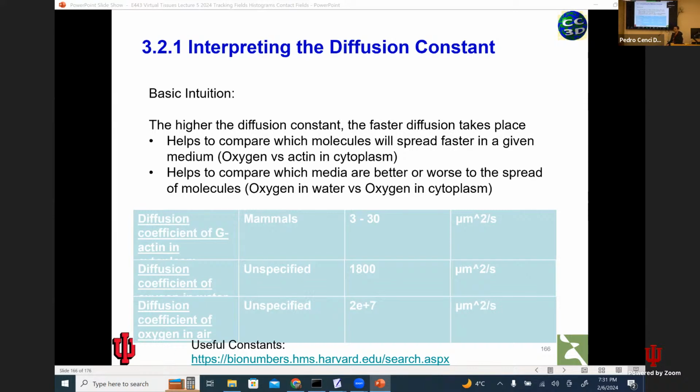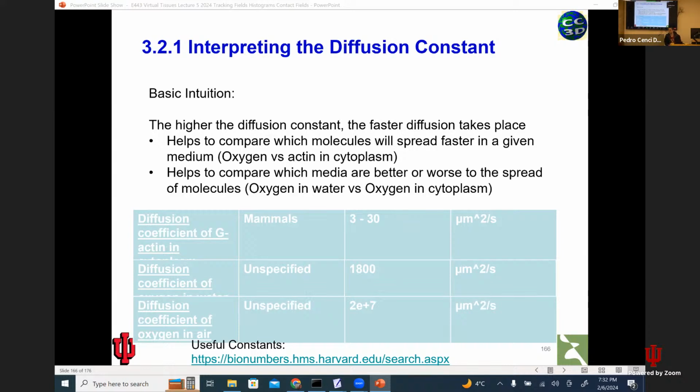It breaks down the proteins. So it's a huge protein. You expect the proteasome to diffuse slower than oxygen because oxygen is super small, and oxygen is not an ion. It's not positive or negative. So you expect oxygen to diffuse faster than, for example, Ca2 plus.